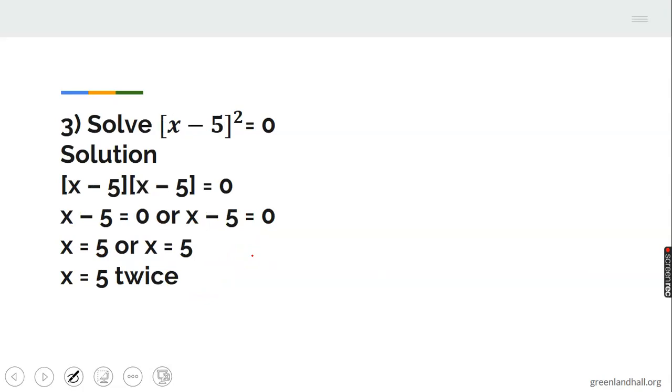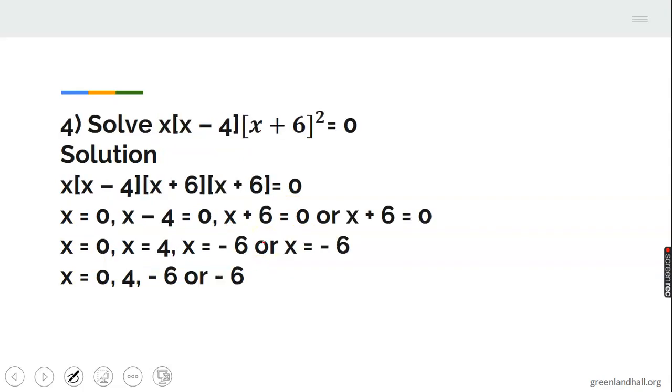Whenever anything is raised to power 2, you repeat that thing twice. So you have this, and you now use the same method. Either x minus 5 is 0 or x minus 5 equals 0. Then making x the subject, you have x equals 5 or x equals 5. So x is equal to 5 twice.